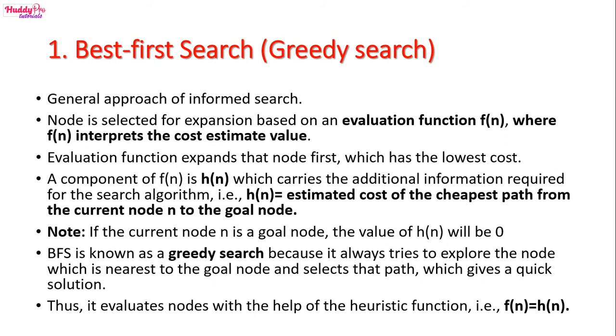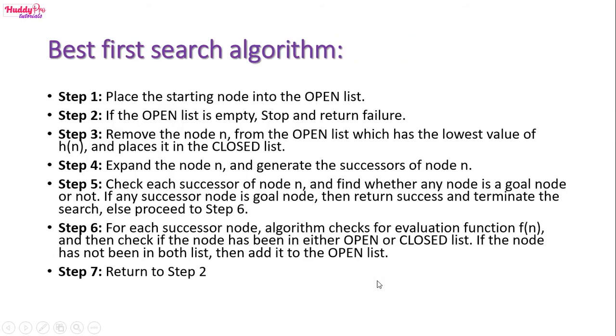Therefore, it will evaluate the nodes with the help of the heuristic function. It will evaluate a node whose heuristic function holds the cheapest value, where f(n), the evaluation function, is equivalent to h(n), the heuristic function. So these are the steps involved in the best first search algorithm.